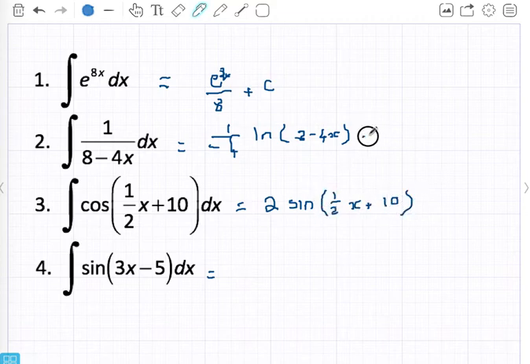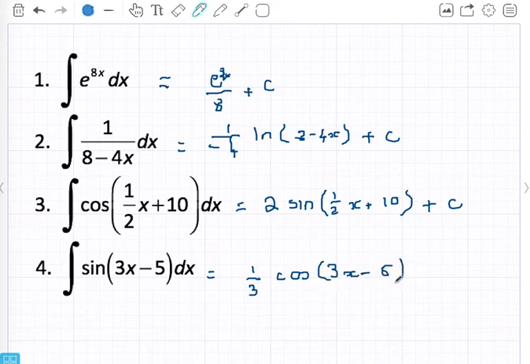Okay, I should be more precise here. There's a c on here, there's a c on here. And this one is going to go to cosine, and it's going to give me a third, because of the 3 in here: cos of 3x minus 5 plus my c. So have a review of that. That's basically integration by guesswork and refining our answers, and we should have worked out a technique now for differentiating these kinds of expressions.